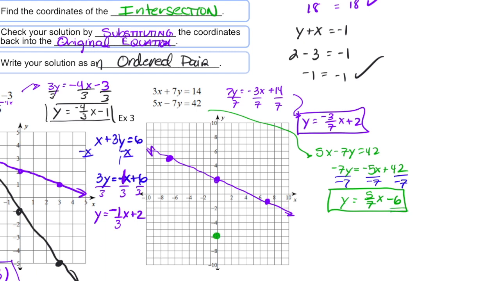So his y-intercept is negative 6. His slope is up 5. So 1, 2, 3, 4, 5. But I don't have to count right 7. I can just see 7 lines up right there. So there's up 5 and over 7. And lo and behold, yeah, they got a nice point of intersection we can read. His coordinates are right there, the point they share, 7, negative 1. I'll leave a check up to you.